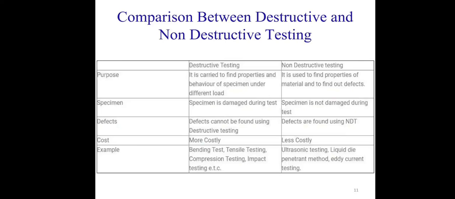Cost-wise, destructive testing is more costly, and non-destructive testing is less costly. Examples of destructive testing: bending test, tensile test, compression test, impact test, etc. Examples of non-destructive testing: ultrasonic testing, liquid dye penetrant method, eddy current testing, etc.